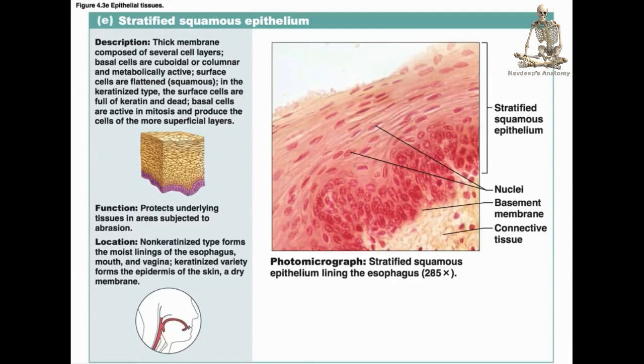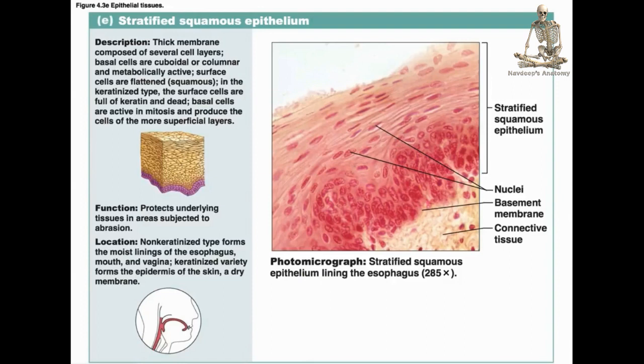And as we discussed earlier, its function is that it protects underlying tissues in areas subjected to abrasion. Its location, as we have already discussed, forms the moist linings of our digestive tract, meaning the esophagus and mouth, and the reproductive tract linings are also formed by these. The keratinized variety forms the epidermis of the skin, which you studied in your skin chapter. And in this picture, you can clearly see the stratified squamous epithelium, which is lining the esophagus.